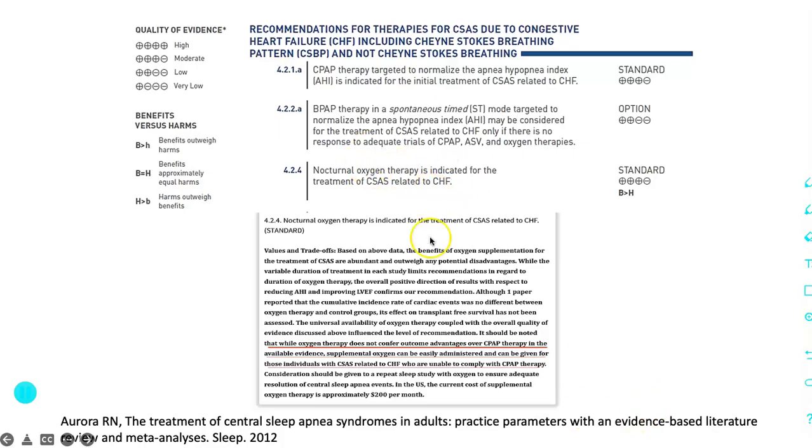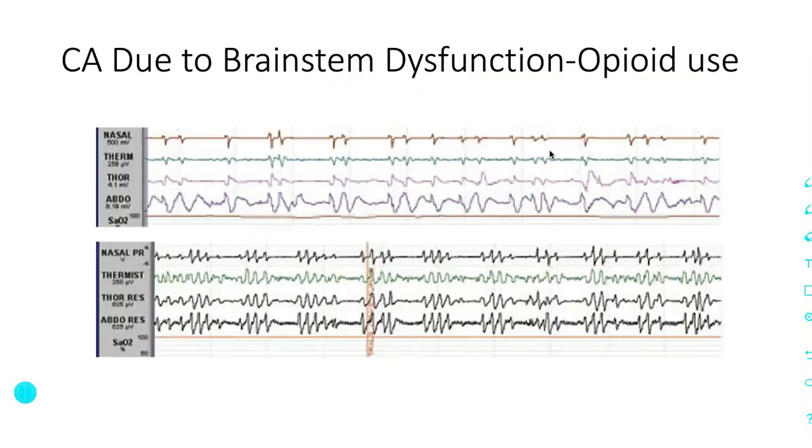The same parameter also discusses the usage of BiPAP therapy with the spontaneous timed mode if there is no response to adequate trials of CPAP, adaptive ventilation, and oxygen therapies. So it is the last option. A BiPAP ST will be the last option for the treatment of Cheyne-Stokes respiration.